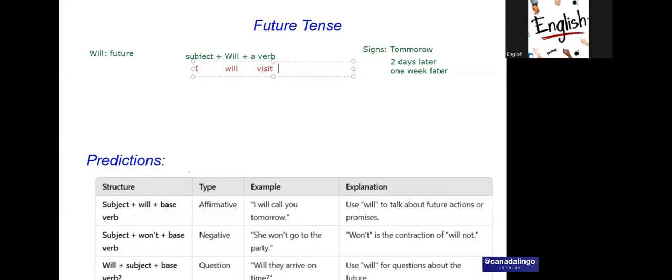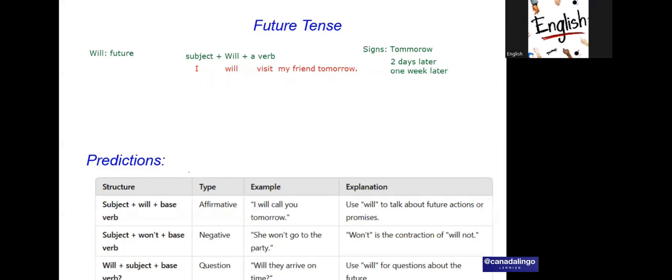But I will visit who? I will visit my friend tomorrow. So I will visit my friend tomorrow. This is a very simple future tense.